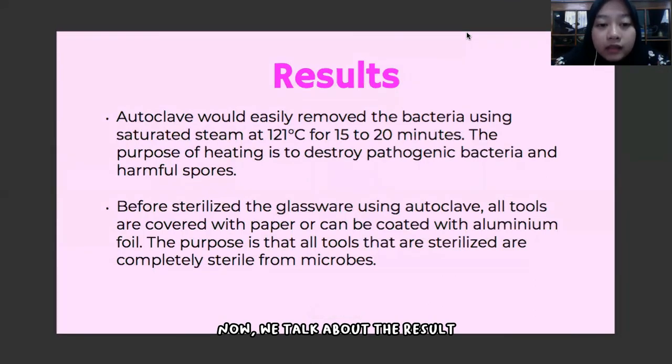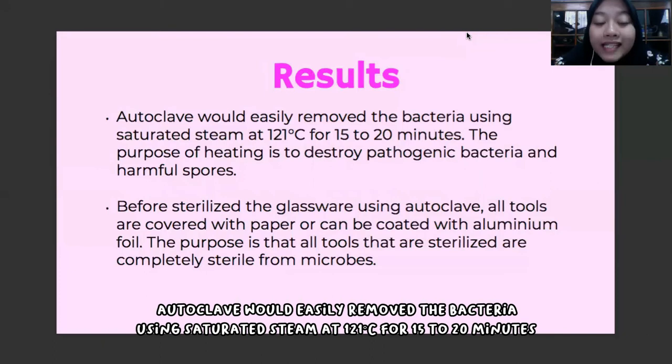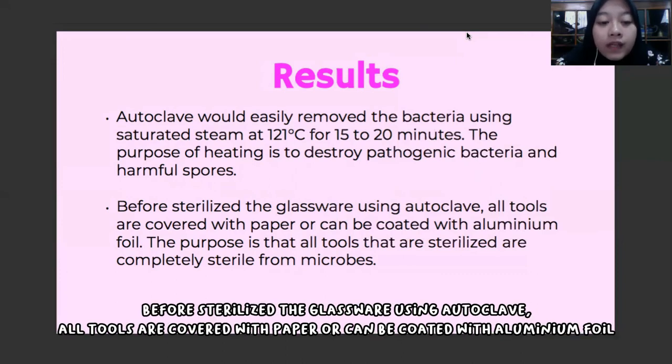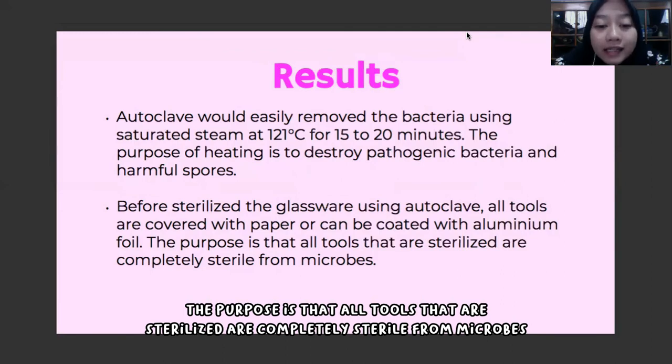Now we talk about the result. Autoclave would easily remove the bacteria using saturated steam at 121 degrees centigrade for 15 to 20 minutes. The purpose of heating is to destroy pathogenic bacteria and harmful spores. Second, before sterilizing the glassware using autoclave, all tools are covered with paper or can be coated with aluminum foil. The purpose is that all tools that are sterilized are completely sterile from microbes.